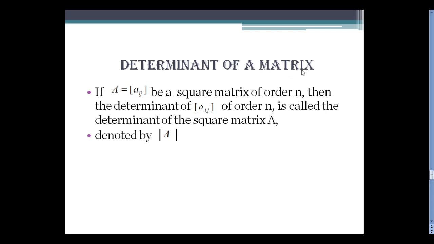And what is the determinant of a matrix? Let A equal to aij be a square matrix of order n, and the determinant of aij of order n is called the determinant of the square matrix. That is, we have to take the determinant of A.